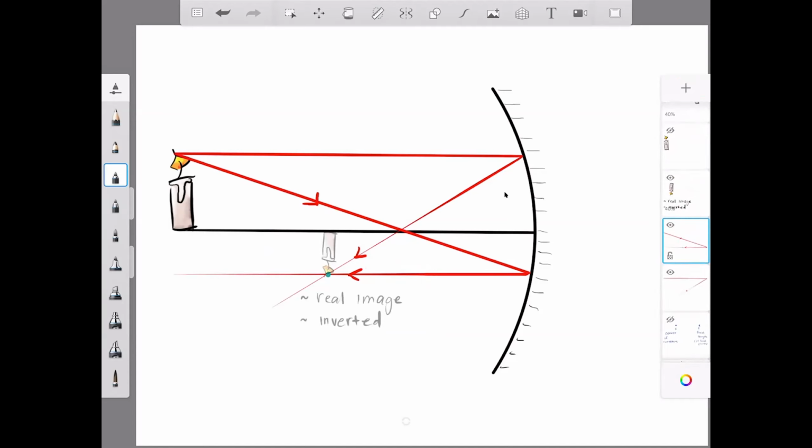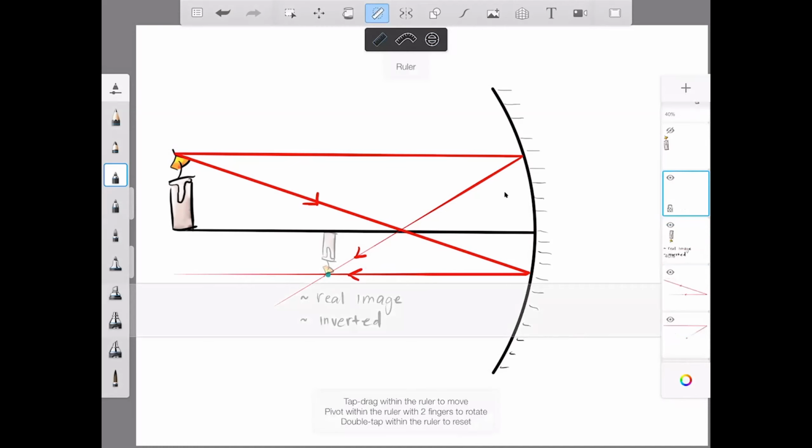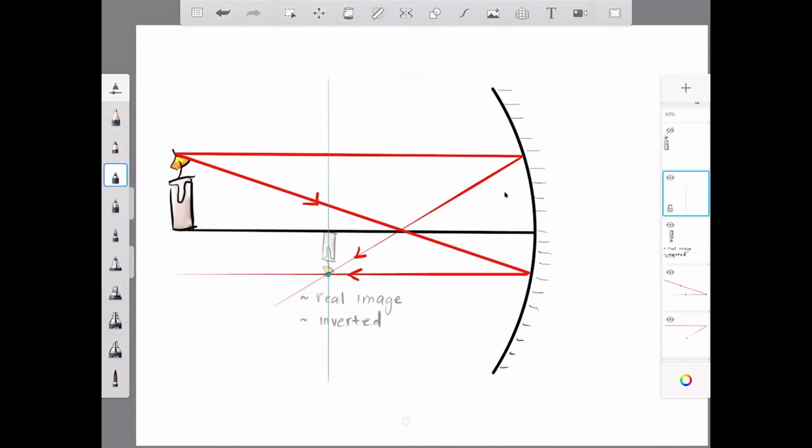Now, the reason that the image is real is because of this. Let's say that we had a screen, right? A screen could be like a piece of paper or whatever. And we were to place the screen right here. If you were to look at that screen, you would see that the image will be projected onto that screen upside down. Since we could project that image and we could actually see it, it means it's a real image.